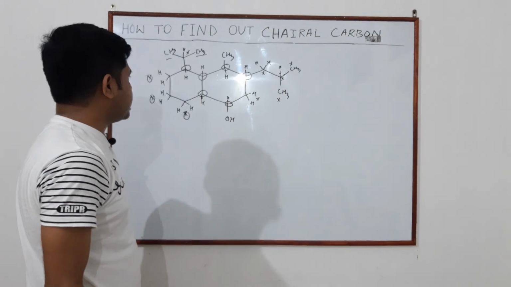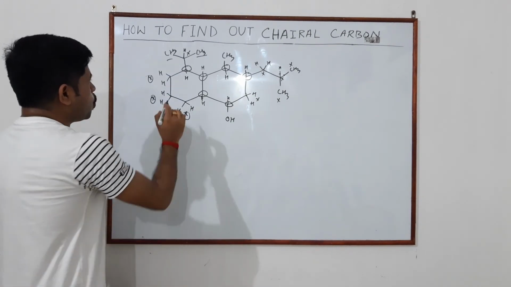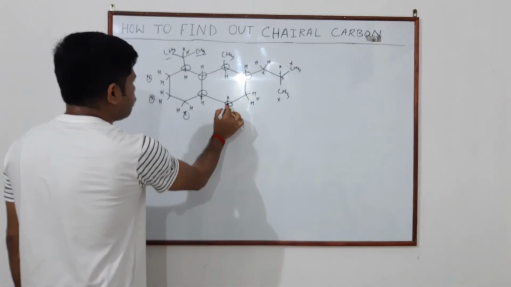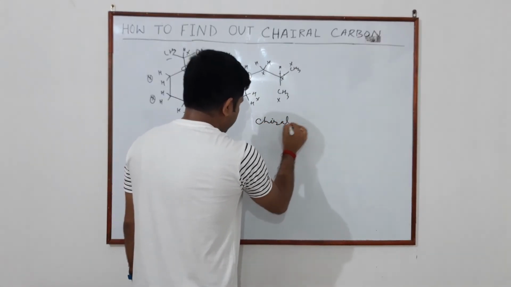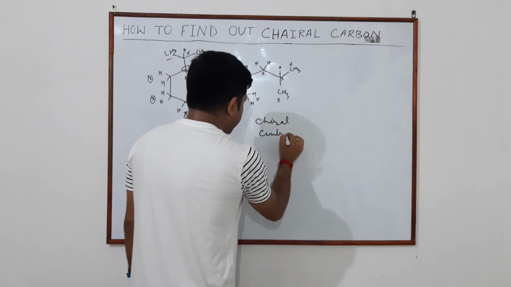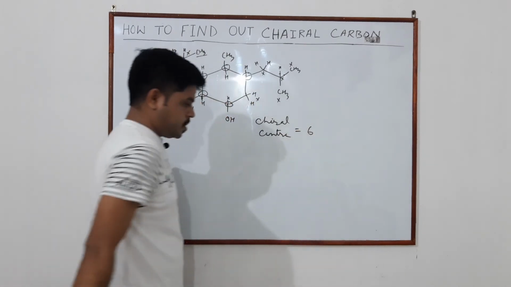So how many chiral centers are there? You can see total 1, 2, 3, 4, 5 and 6. Now I am writing here: the number of chiral centers is 6.